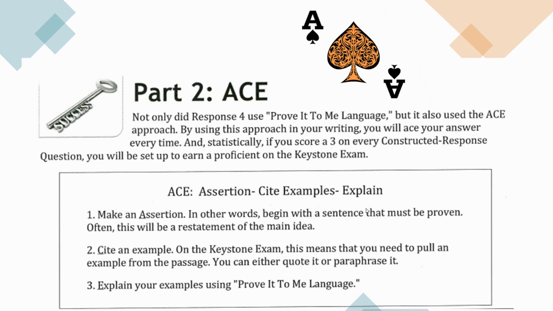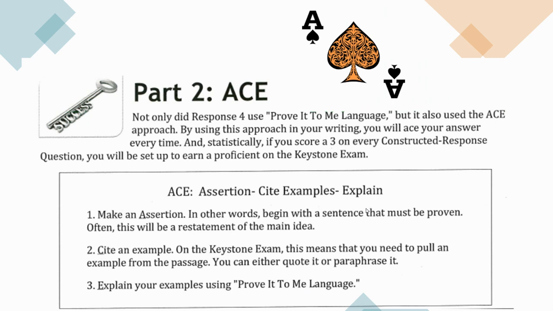Statistically, if you score a 3 on every constructed response question, you will be set up to earn proficient on the Keystone exam. ACE in Keystone terms stands for assertion, cite examples, and explain. We're going to break down how ACE can be a little bit simpler for you. A is to make an assertion. In other words, you'll begin with a sentence that must be proven. Often this will be a restatement of the main idea.